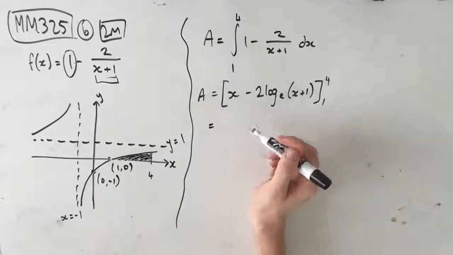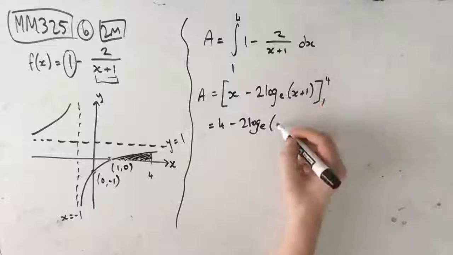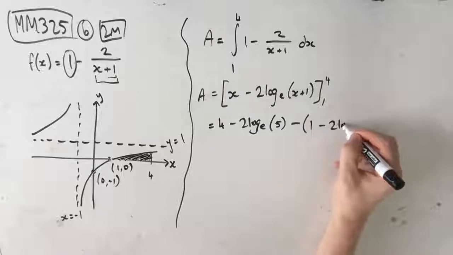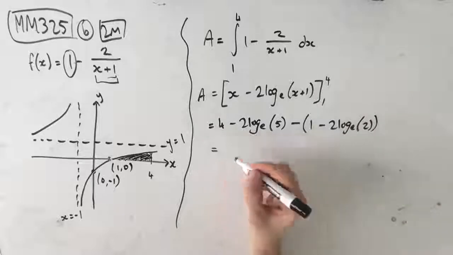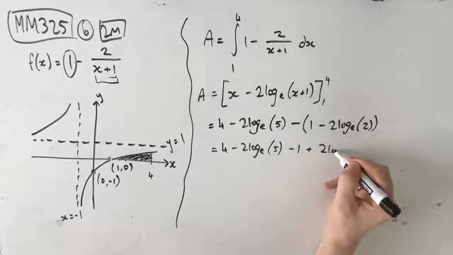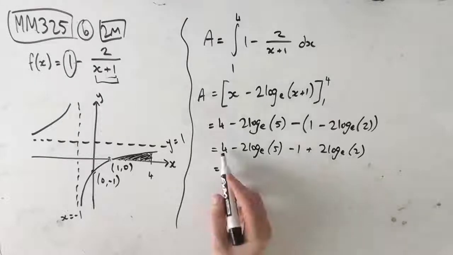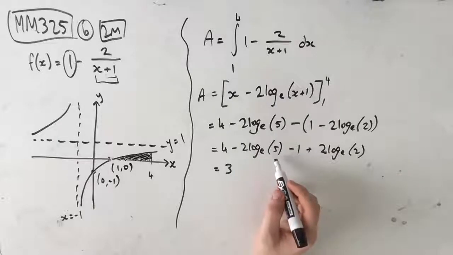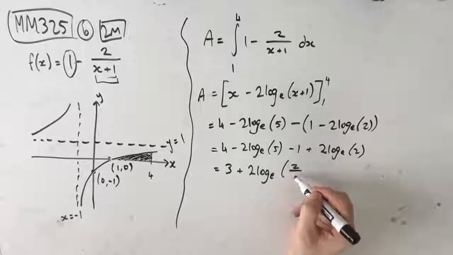Now we can just start plugging in our values. So start with our 4. So we get 4 minus 2 log e of 4 plus 1, which is 5. Then we get minus 1 minus 2 log e of 1 plus 1, which is 2. So we get 4 minus 2 log e of 5 minus 1 plus 2 log e of 2. Awesome. Now this 4 minus 1 becomes a 3, and then we're doing 2 log e of 2 minus 2 log e of 5, which means we get plus 2 log e of 2 over 5.